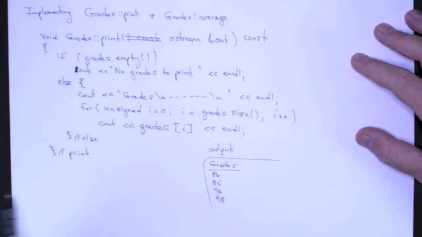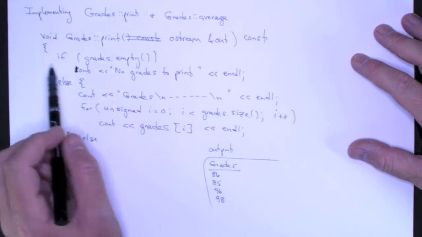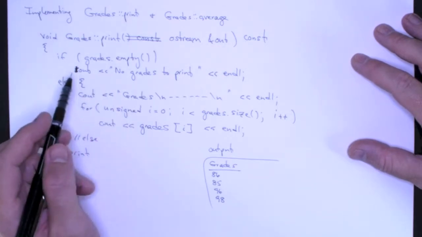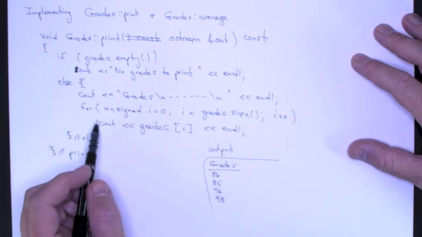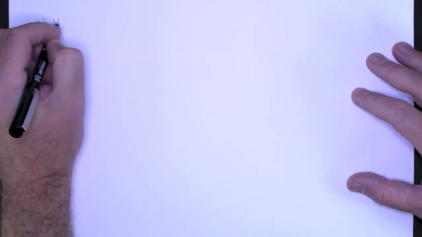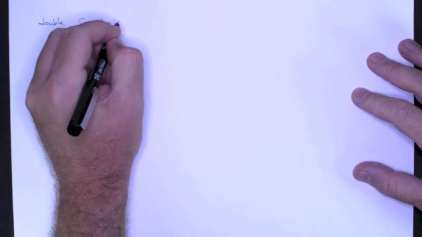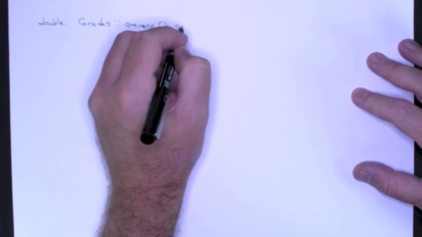Okay. Now the average method is going to look very similar, right? So we want to check to see if it's empty. And if there are no grades to average, then we want to print that message. If we do have grades, instead of printing out a little header or the grades themselves, we're going to iterate, sum the grades, and then finally divide. So remember, this method returns a double because that will be, in all likelihood, what our average will be. And this method should be constant.